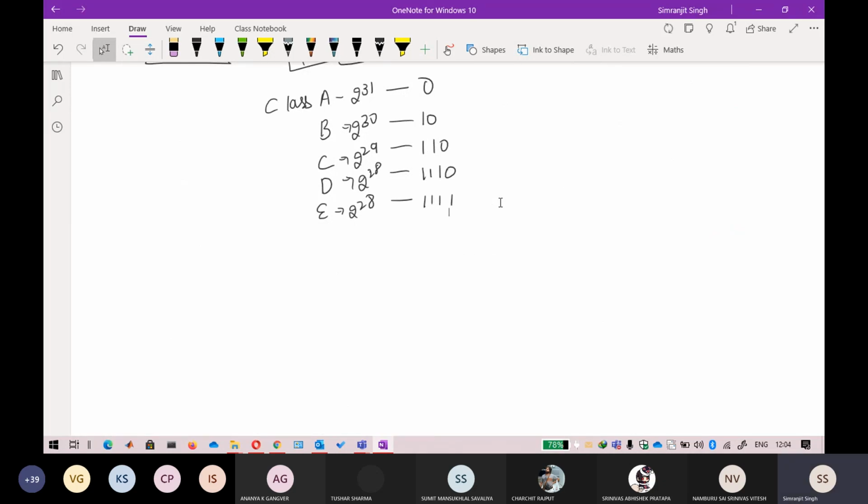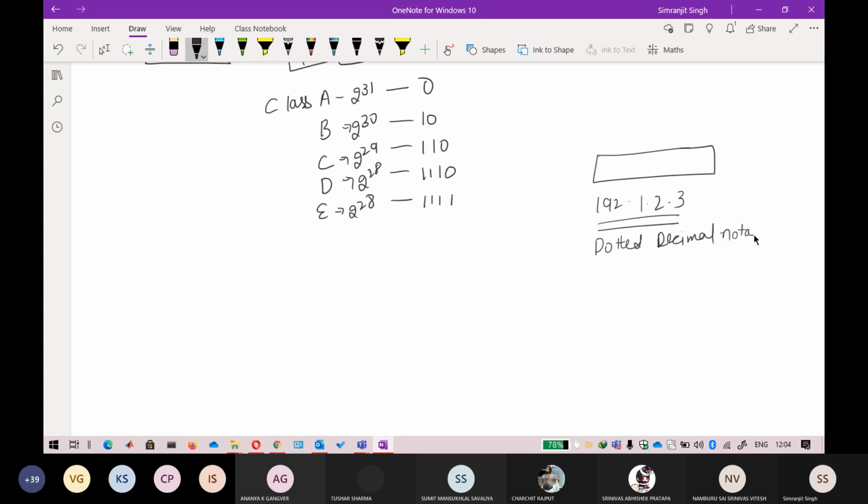Now you can go ahead and derive the range of classes. This is an example of an IP address. All this is also known as dotted decimal notation. Okay, so this is represented in decimal, which is why it is also referred to as dotted decimal notation. Now I'll derive the range of class A.